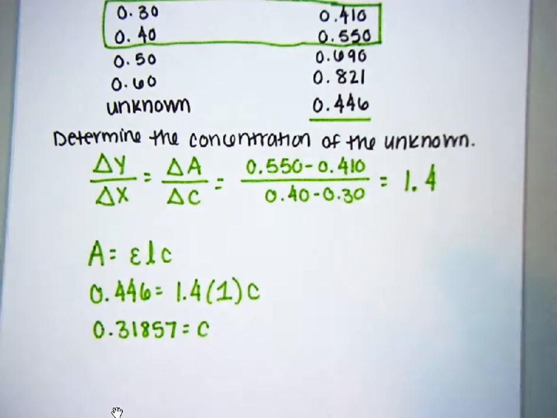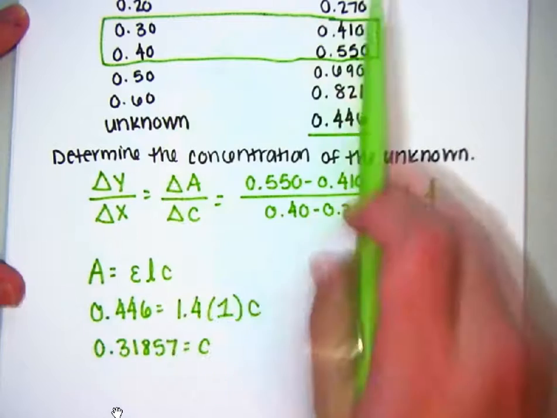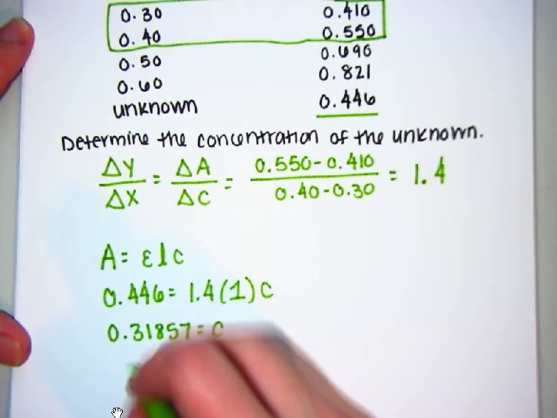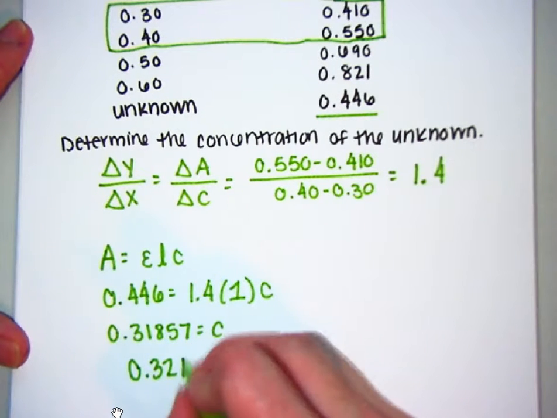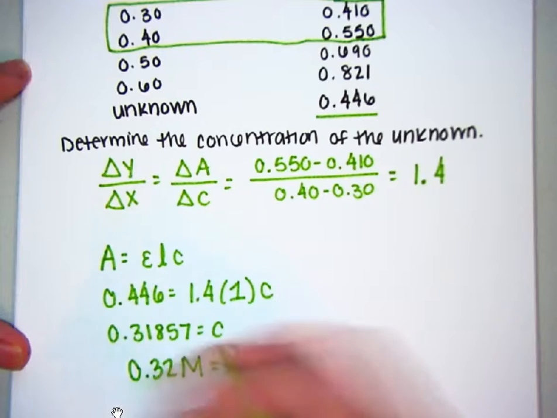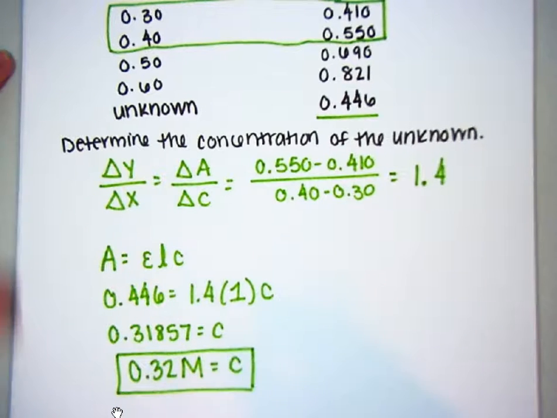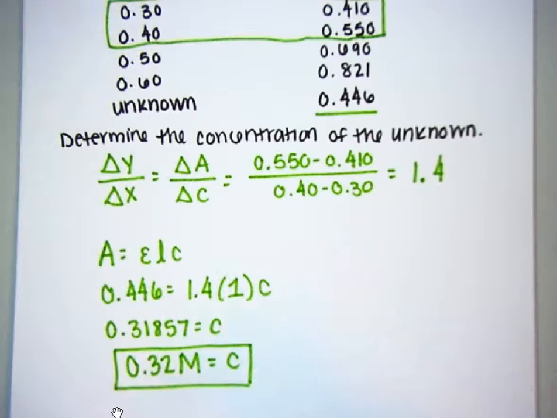Let's talk about significant figures. All of my concentrations have 2 significant figures. My absorbances have 3. We're going to round to the least number of significant figures, which is 2. So 0.32. Units for concentration are molar. So 0.32 molar solution. Last thing we want to do is think about, does my answer make sense? Does it fall somewhere between 0.3 and 0.4? And it does.